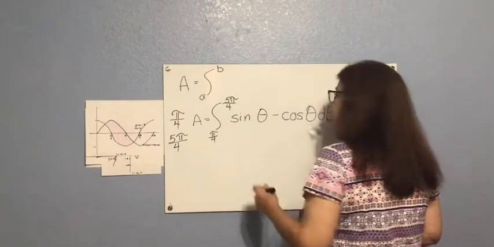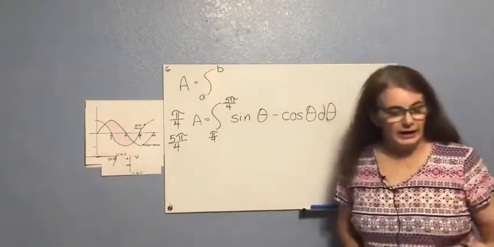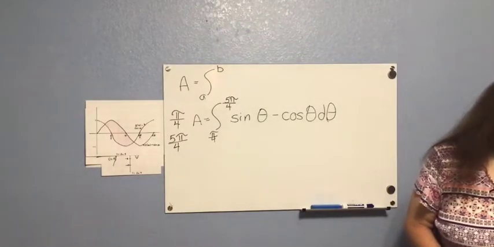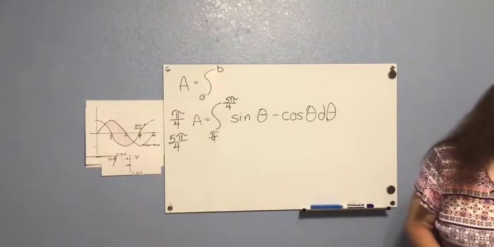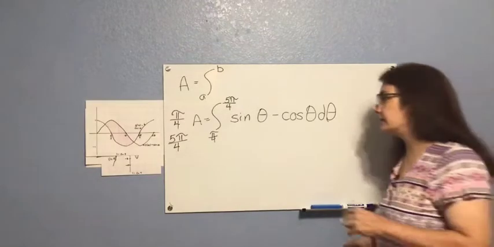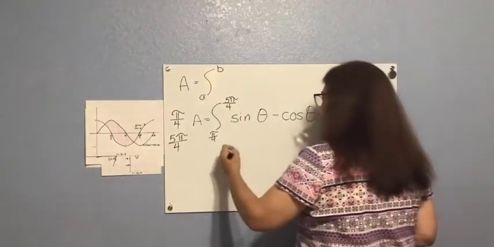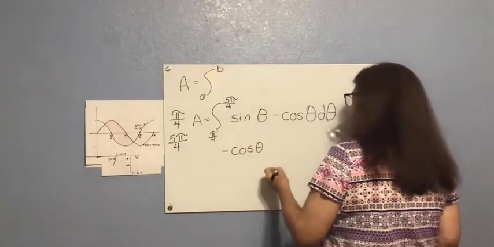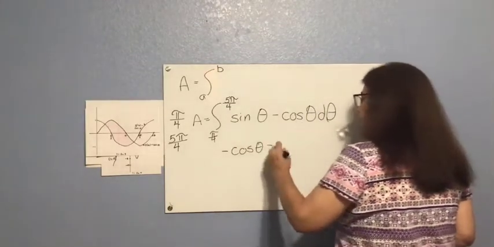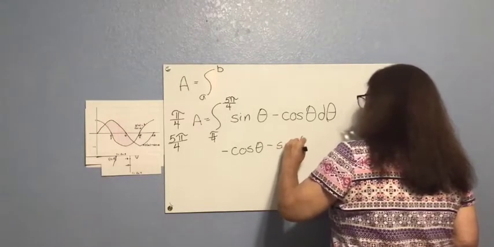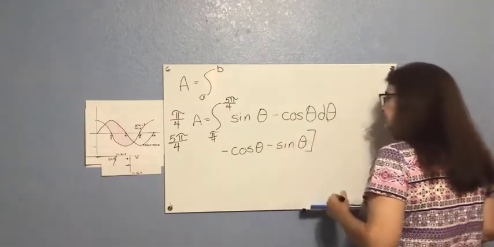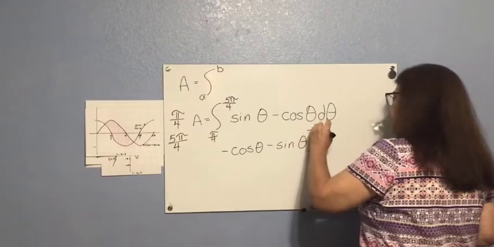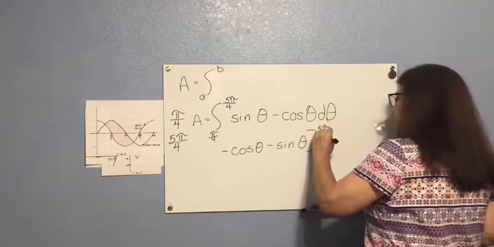Okay, and now when we integrate this, it's very convenient to have our reference for integrating sine functions or trig functions to make sure that we get the signs right. The integral of sine theta is negative cosine theta, and the integral of cosine theta is sine theta. And again, we're evaluating from pi/4 to 5pi/4.